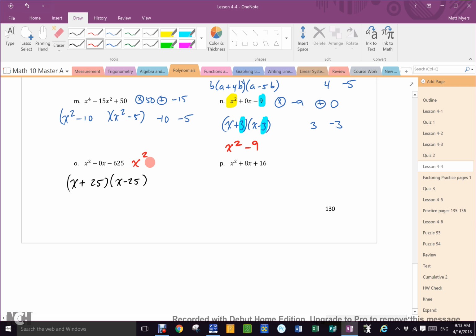X squared minus 625. Please notice the little pattern. It's going to come back in a minute. Squared, squared, squared, squared. Square root, square root. It's going to come back to you, not in a minute, it's going to come back tomorrow or the next day. Everybody with me? You guys do the last one on your own.